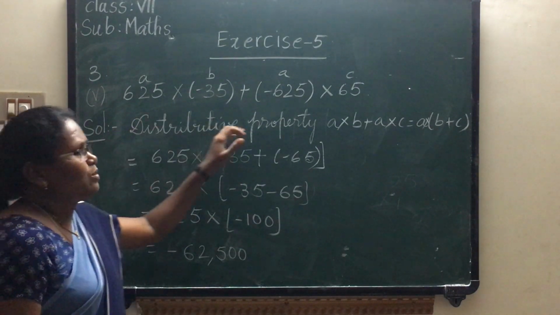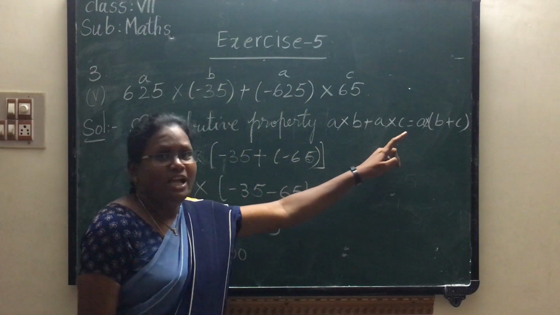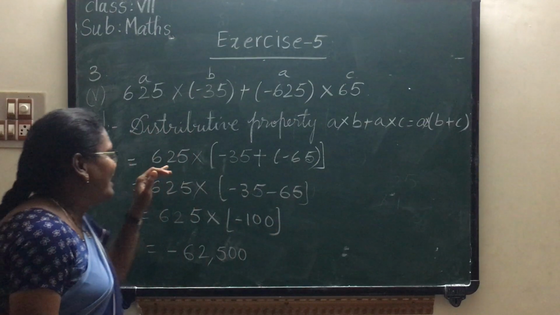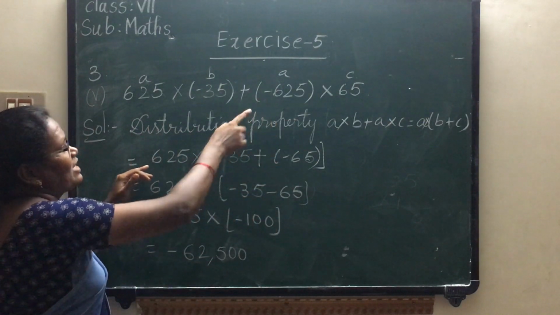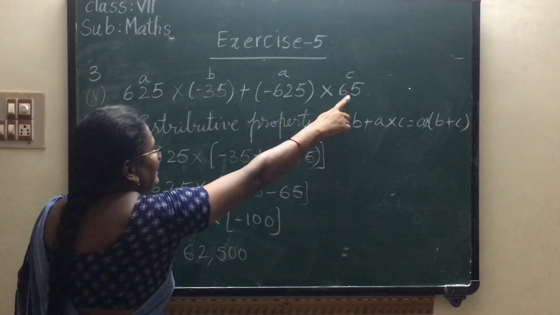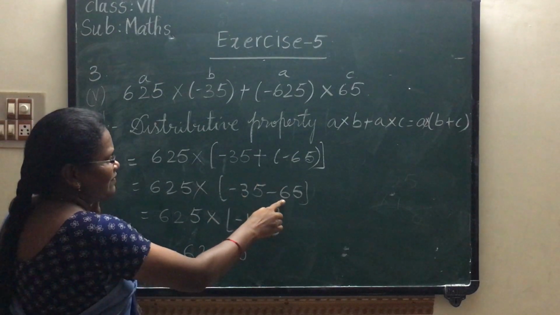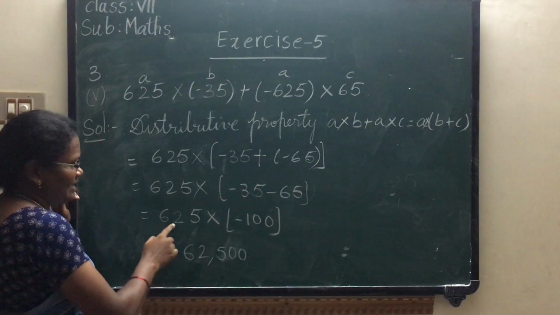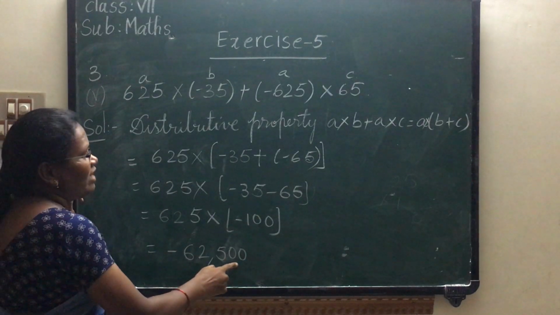Once again, listen here. This is the distributive property over addition, same like the first sum. A into B plus C. What is the A value? 625. Here the minus sign is there, but I am not taking the minus sign, only 625. This minus sign is transposed into this 65. Minus 35 plus minus 65 is equal to minus 100. 625 into minus 100 is equal to minus 62,500.